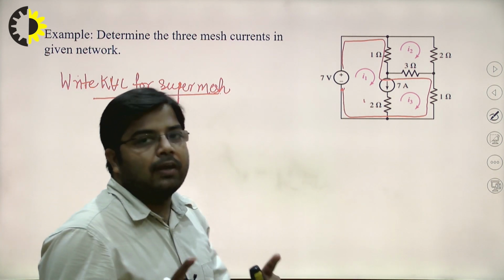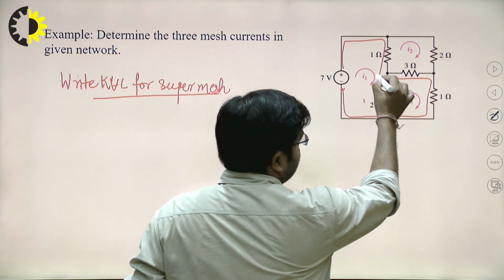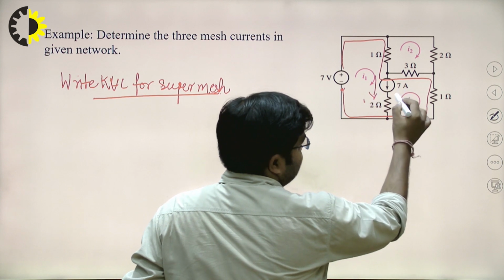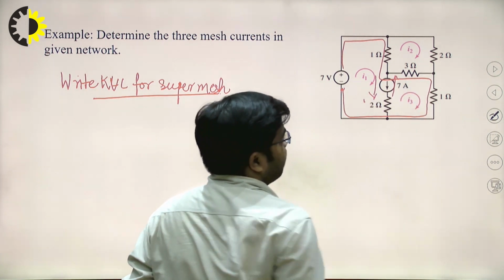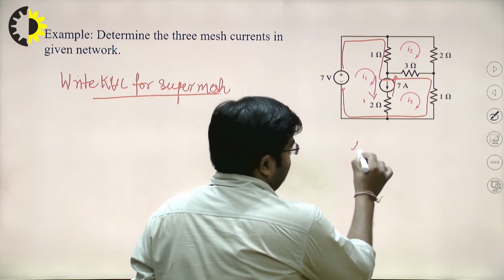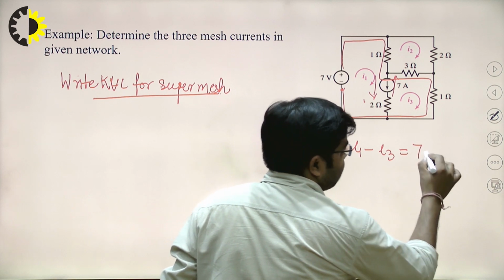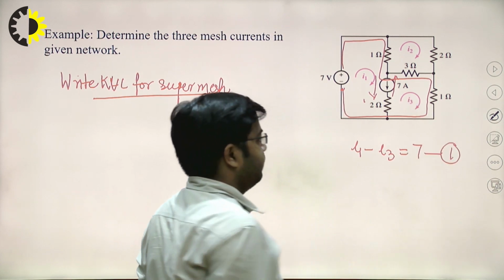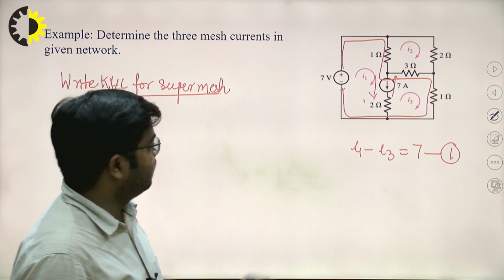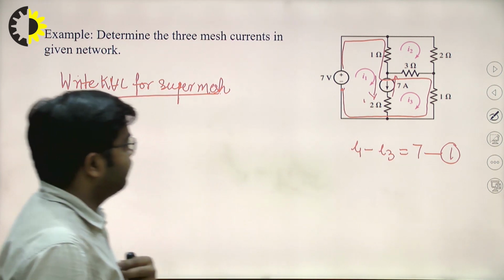So first write equation number 1. Here you can say this is the direction of I1 current and this is the direction of I3 current. So you can write I1 minus I3 is equal to 7. Suppose this is equation number 1. This current relation will give equation number 1.